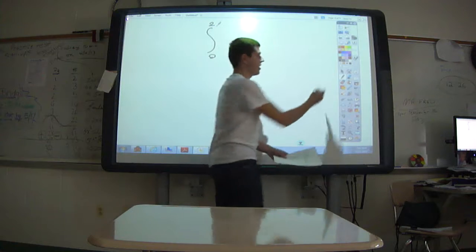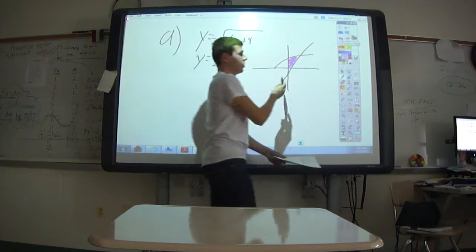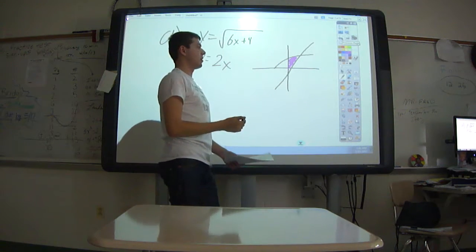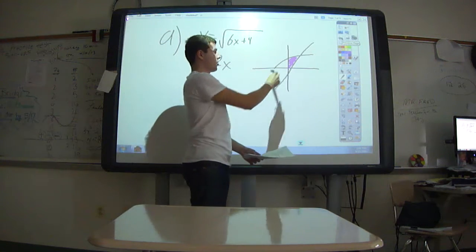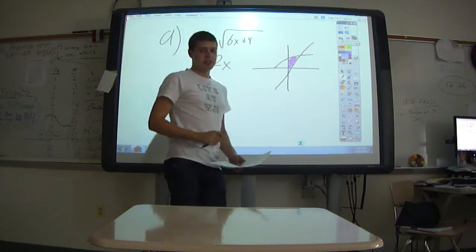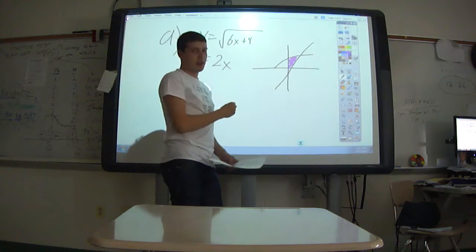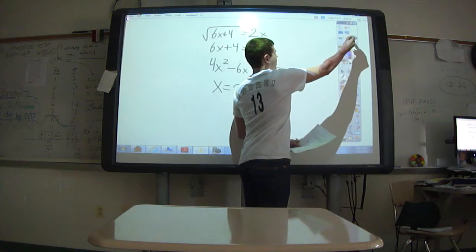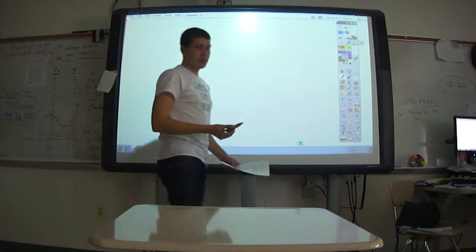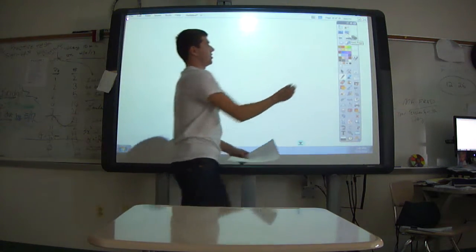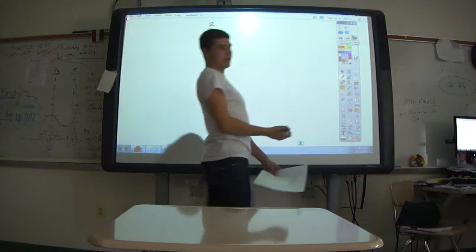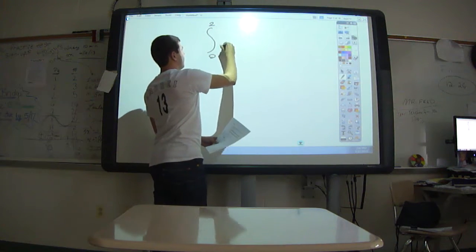So if we go back to the slide, where we drew our little graph that was to help us, you can clearly see that the graph of the square root of 6x plus 4 is on top of the graph that is 2x. Knowing this, we can write our integral, which just disappeared. There it is. So knowing this, we can write our integral.